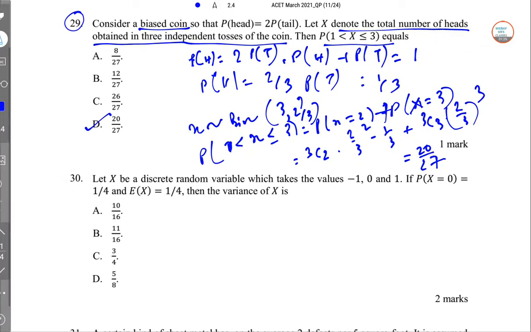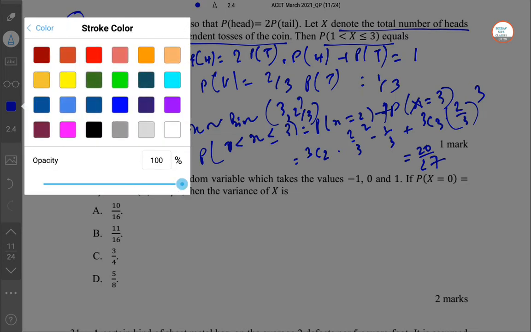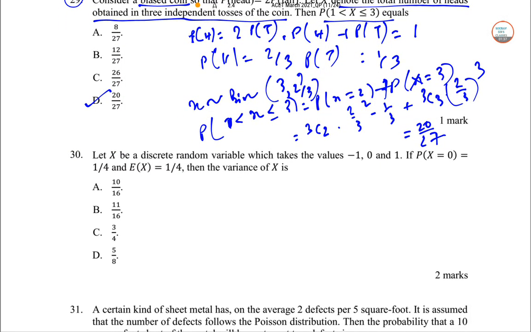Next, we change the color of the pen. Let's take something else. So let's do it with this color. Let x be a discrete random variable which takes values -1, 0 and 1. P of x equal to 0 is 1/4 and expectation of x is 1/4. Then we are asked to find the variance of x.